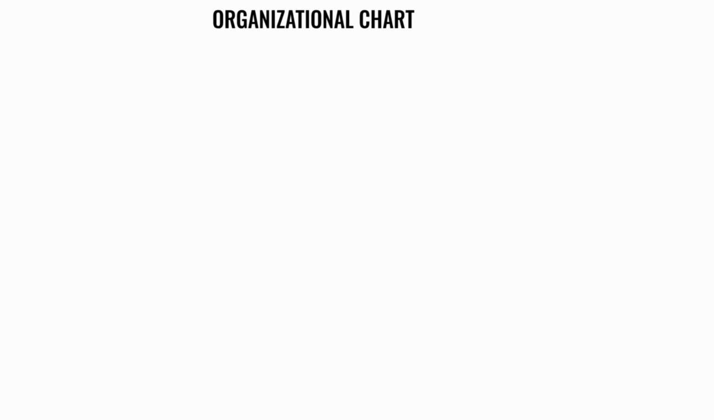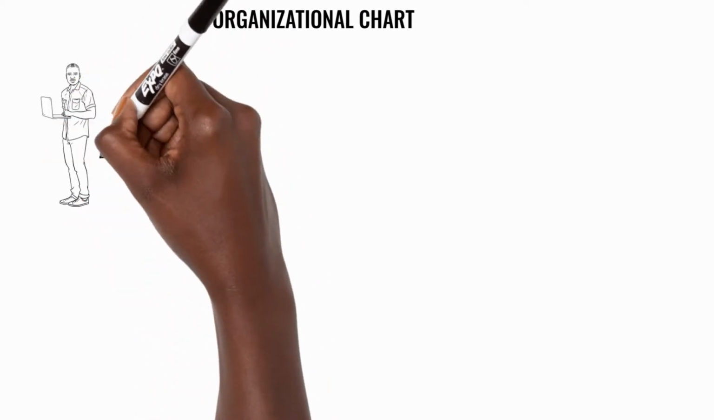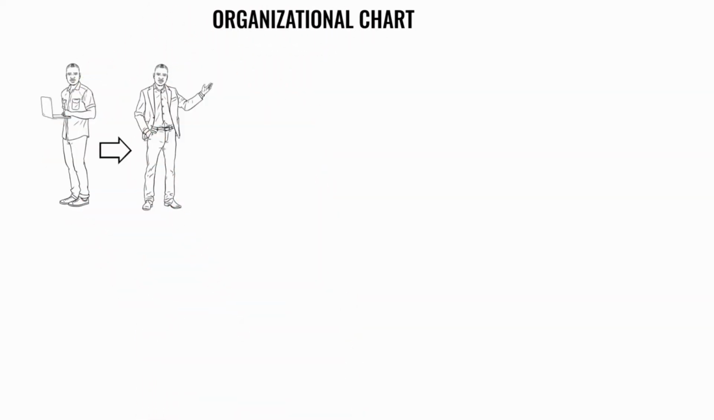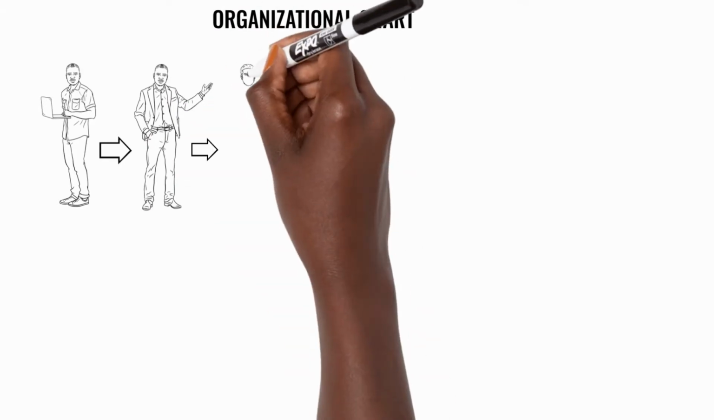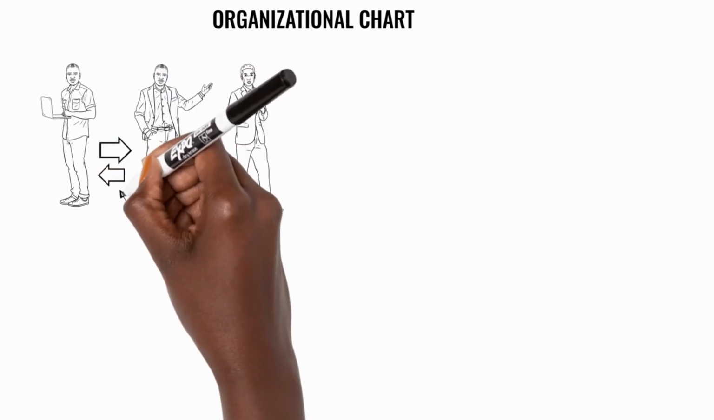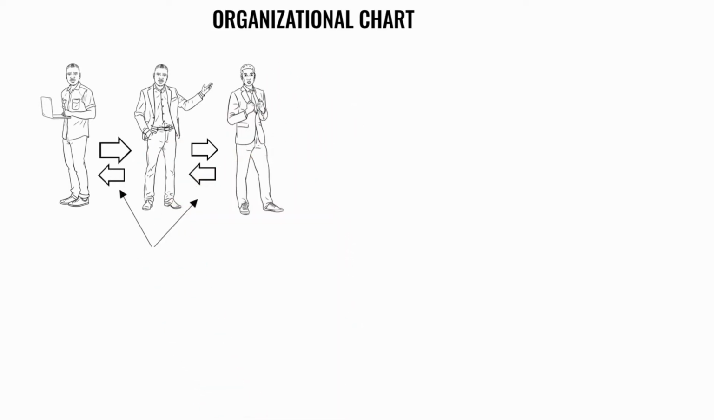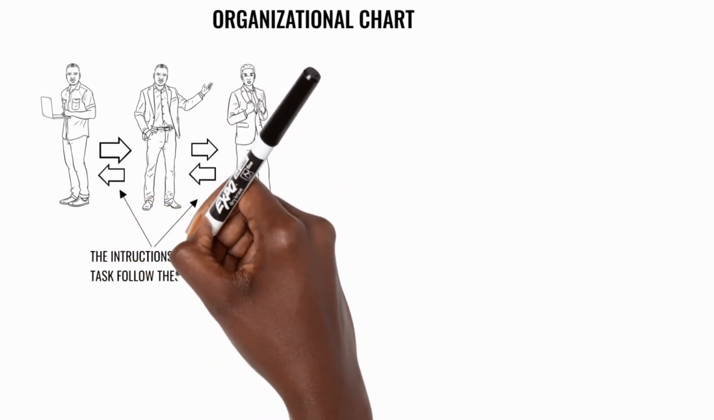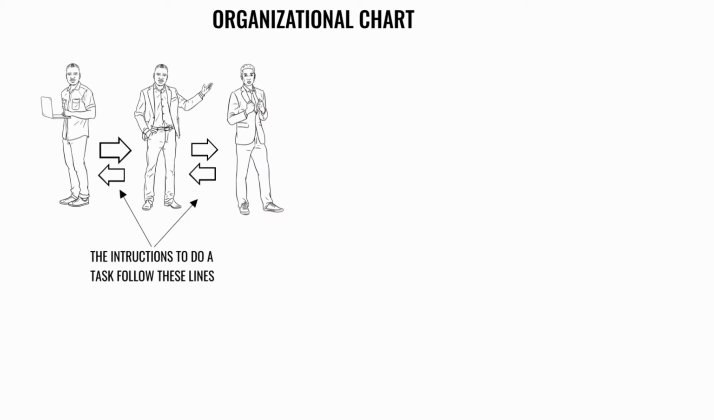For example, in an organization chart, the officer will report to a department manager, and this department manager will report to a general manager. Information will pass along these lines from one to another, and most importantly, the instructions to do tasks will follow these lines.